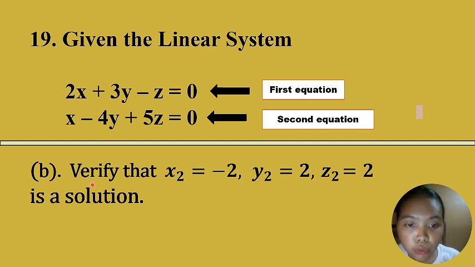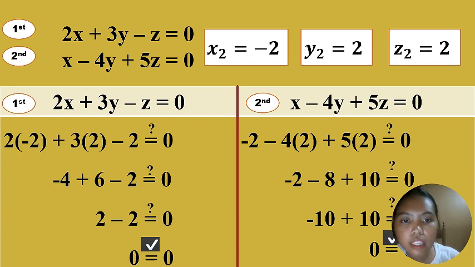And our goal is to verify that x sub 2 is equal to negative 2, y sub 2 is equal to positive 2, and z sub 2 is equal to positive 2 is a solution, or satisfies both of our equations here. Okay, so let's proceed to the next slide. So we already have a proposed solution in here. But I will explain why and how it works step by step.